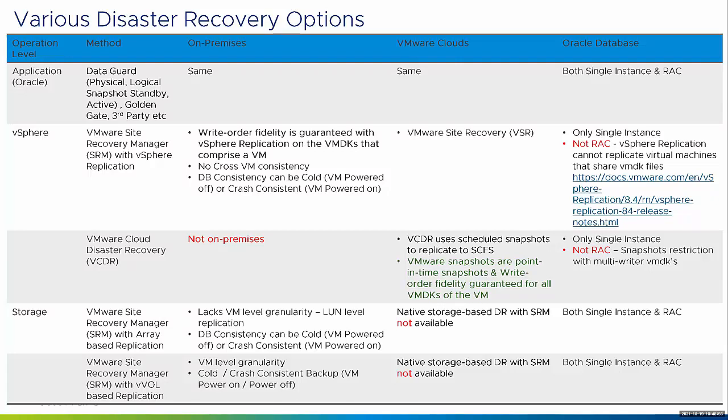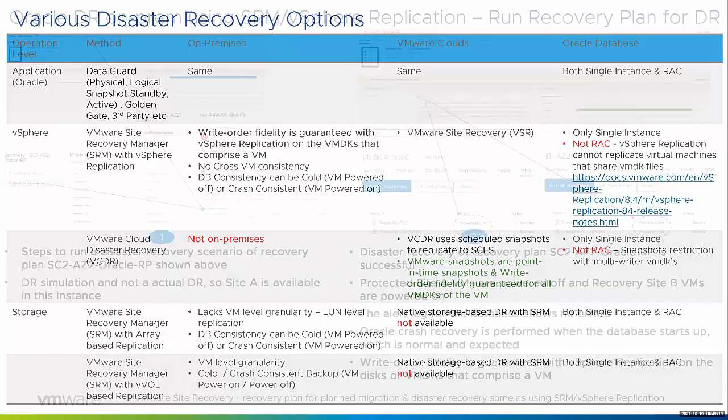Again, when we start talking about SRM with VMware-based replication, you get the virtual machine level granularity. That's typically what an Oracle DBA would like to have, application or virtual machine level granularity, so that any kind of restore that happens, happens very fast, blazingly fast. Again, you can use that for both single instance and also for Oracle RAC. I'm going to move on to the next one.